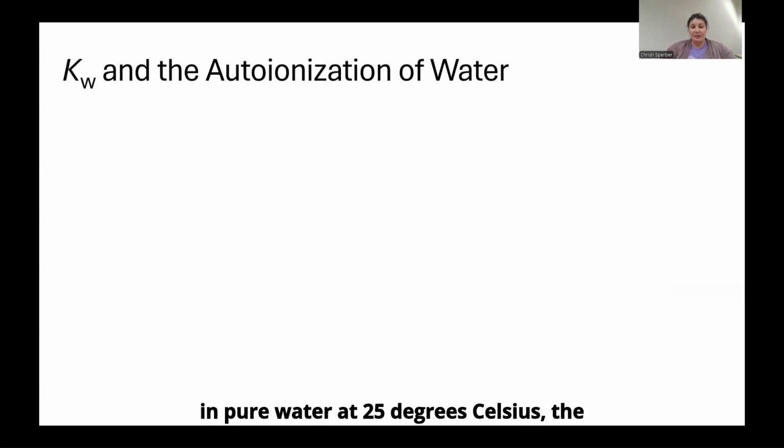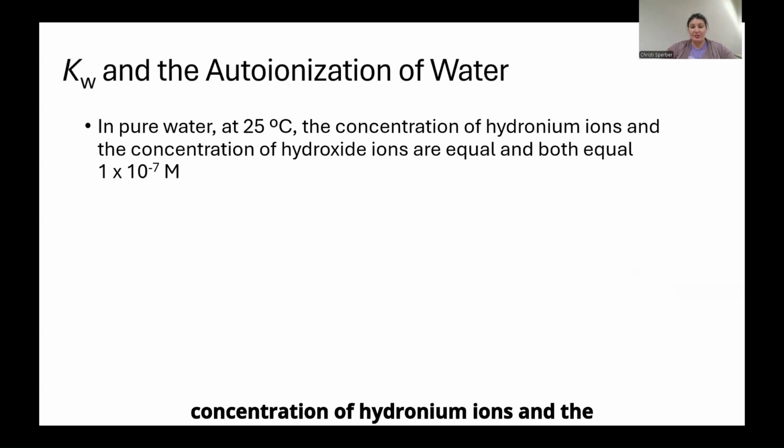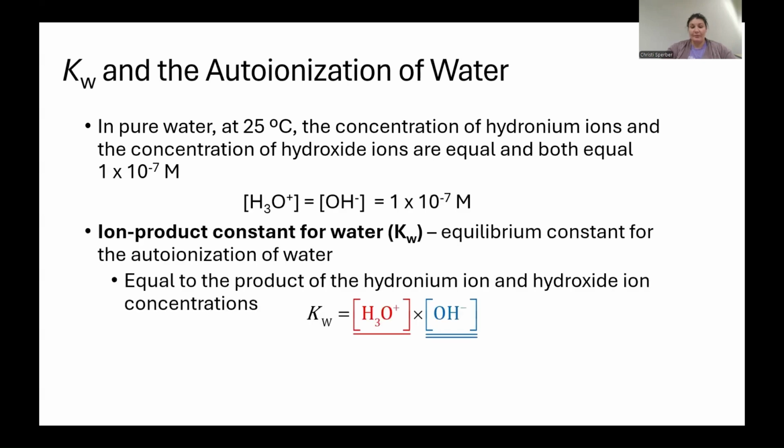In pure water at 25 degrees Celsius, the concentration of hydronium ions and the concentration of hydroxide ions are equal, and they both equal 1 × 10⁻⁷ molarity, or moles per liter. The ion product constant for water, also known as Kw, is the equilibrium constant for the autoionization of water. So this is equal to the product of the hydronium ion and hydroxide ion concentrations.